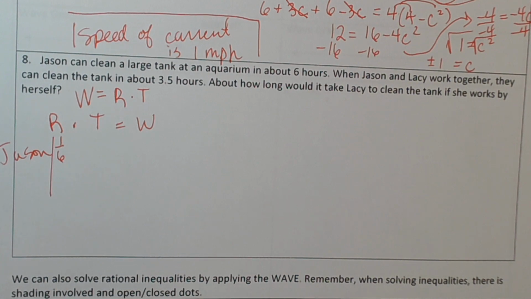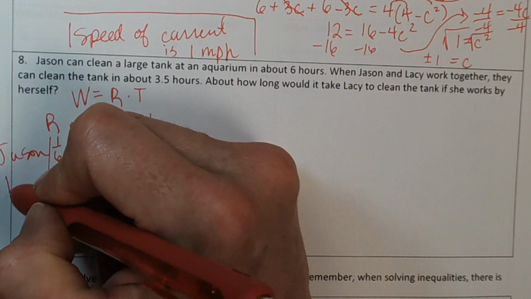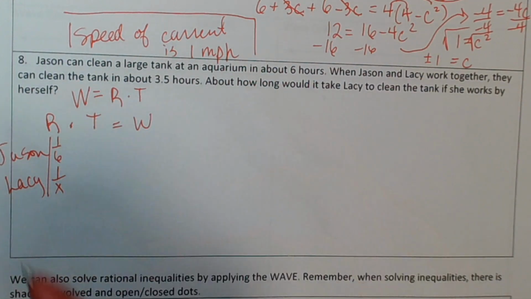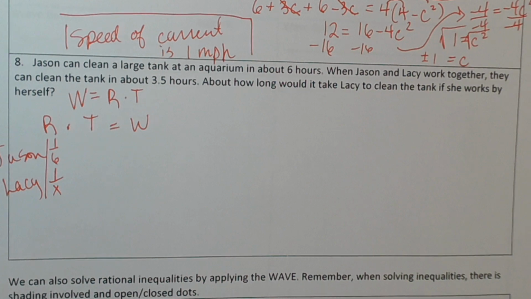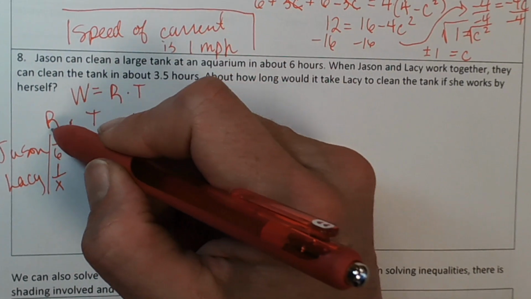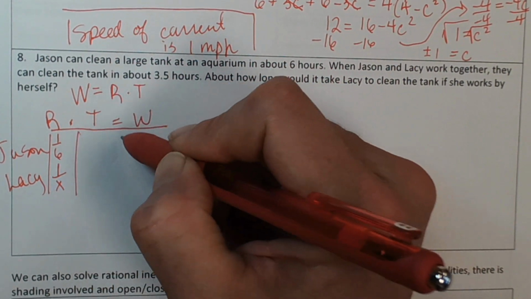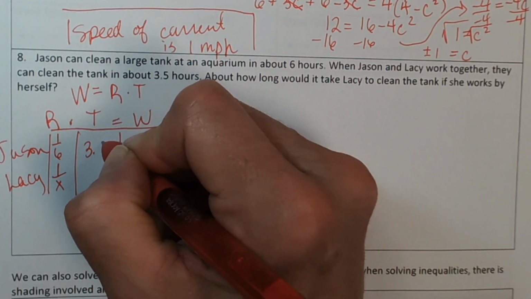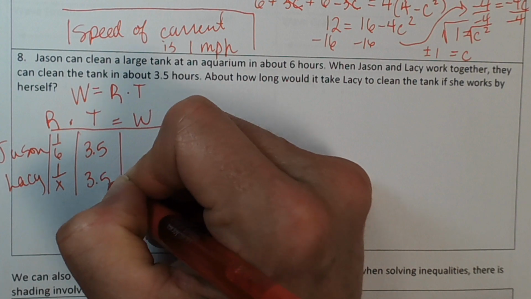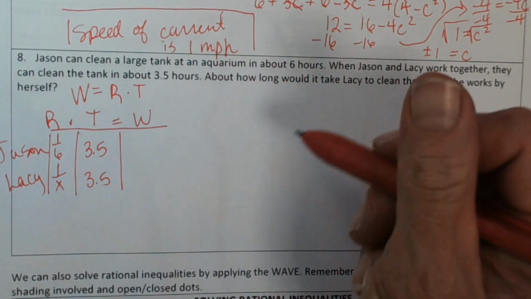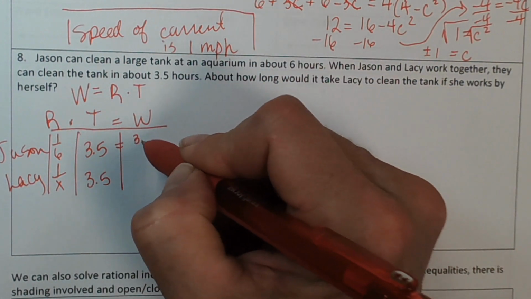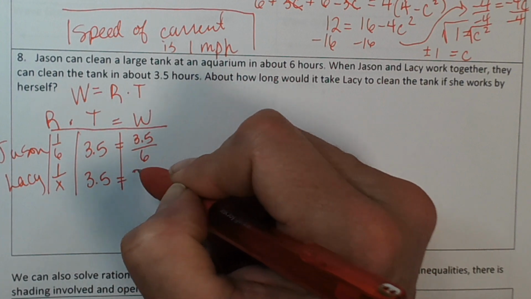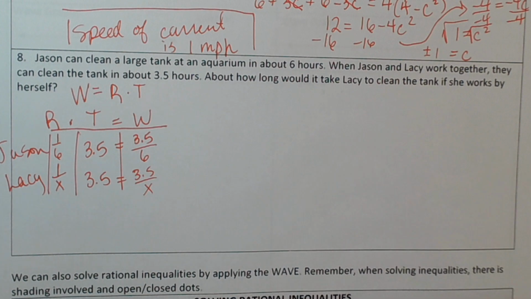About how long would it take Lacey to clean the tank if she works by herself? So we don't know how long it takes Lacey to do the job. So we're going to say it's 1/x. Now, it told us the time. Remember, in these work problems, time is always the time that they work together. So they both work for 3.5 hours together to get the job done. And then we just multiply straight across. So that's going to go in the numerator over 6, and then 3.5 over x.